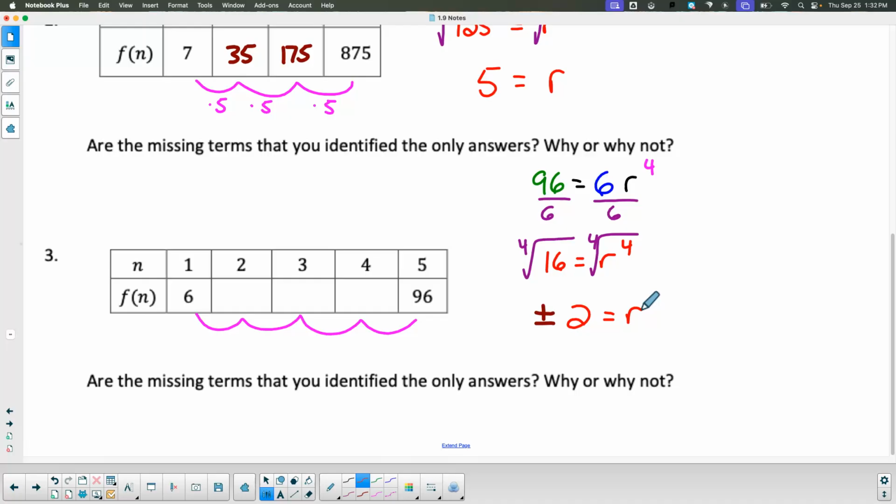So I'm going to multiply by positive 2 first. If I multiply by positive 2 first, then I get 12, 24, and 48, correct? If I multiply by negative 2, I get negative 12, positive 24, and negative 48. Okay. Questions on that one?